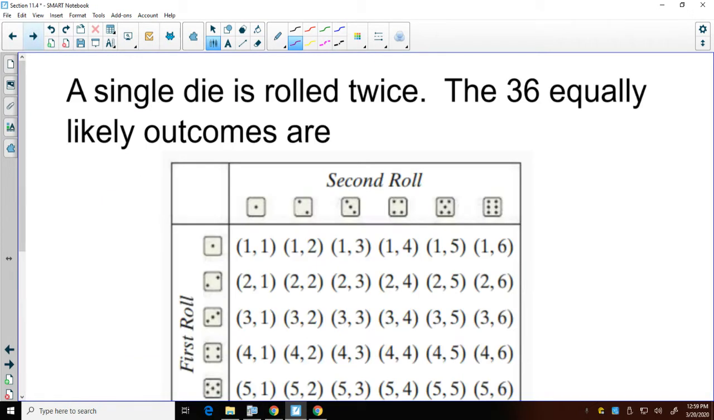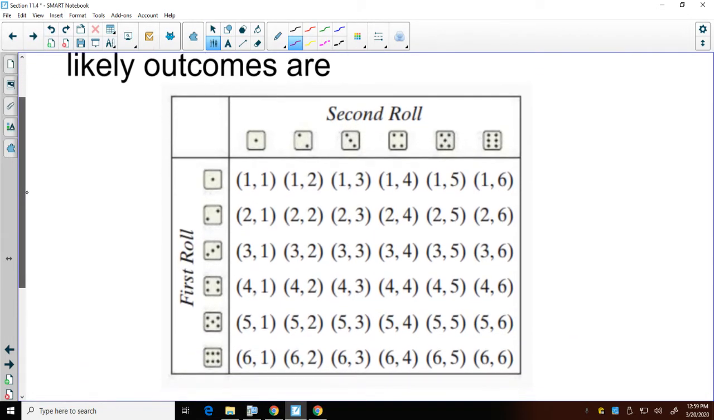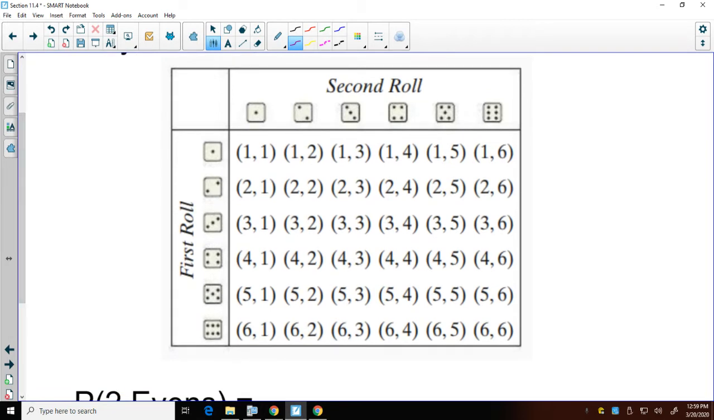All right. So right here it says a single die is rolled twice. The 36 equally likely outcomes are right there. And again, this picture is in your book. All this stuff I'm just stealing straight from the book. These would be examples that we would have done in class together.